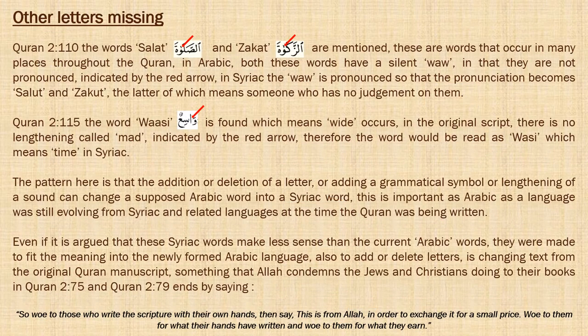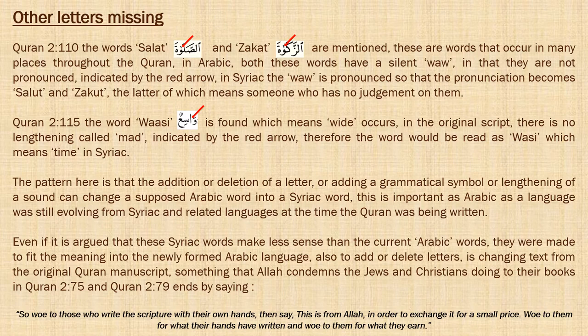In Quran 2:110, the words salat and zakat are mentioned. These are words that occur in many places throughout the Quran. In Arabic, both these words have a silent vowel, in that they are not pronounced, indicated by the red arrow. In Syriac, the waw letter is pronounced, so that the pronunciation becomes salut and zakut, the latter of which means someone who has no judgment on them.